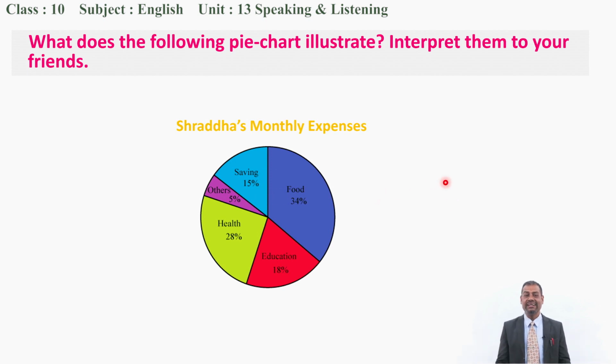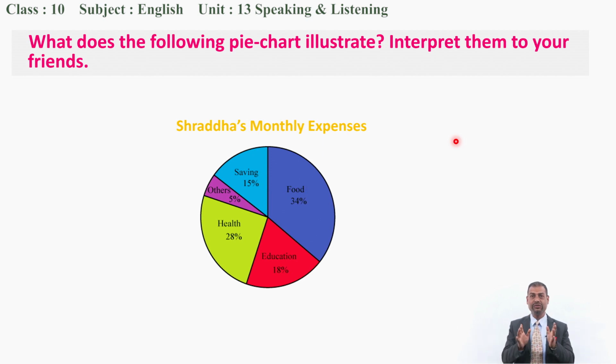It means that, see, this is how you interpret. You describe the pie chart. Now finally you can give a concluding line. You can say her lifestyle is satisfactory because she is able to save 15% from her salary per month. See, if we can save money per month, it means that the lifestyle is okay, satisfactory. This is how you have to do.